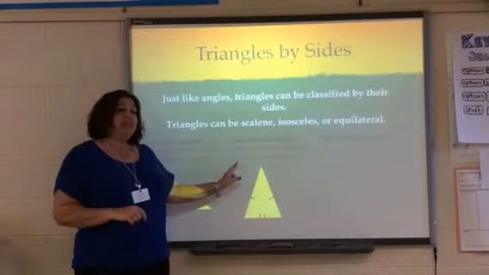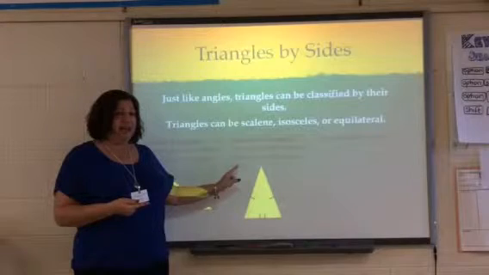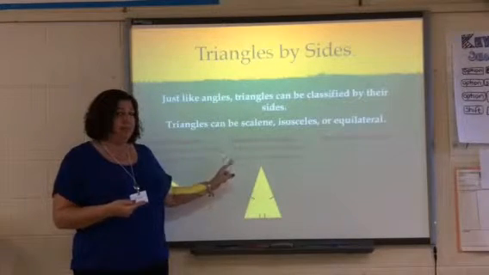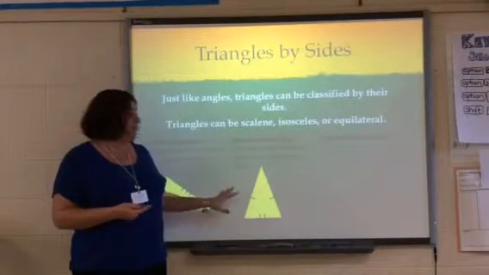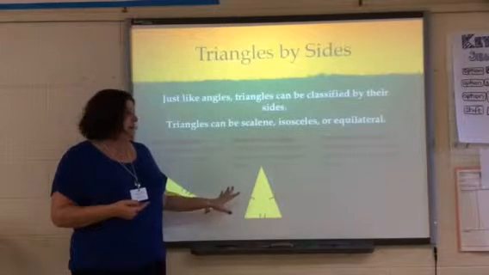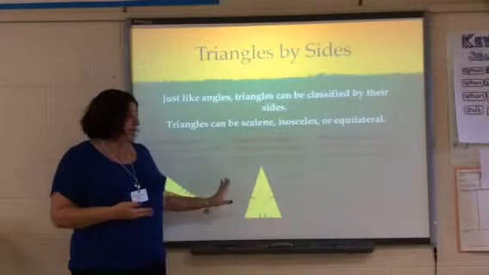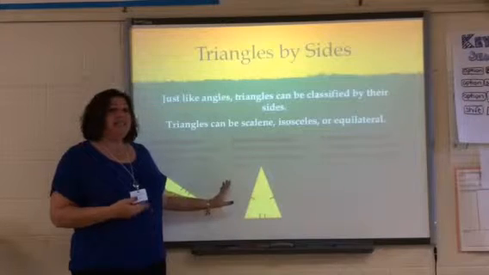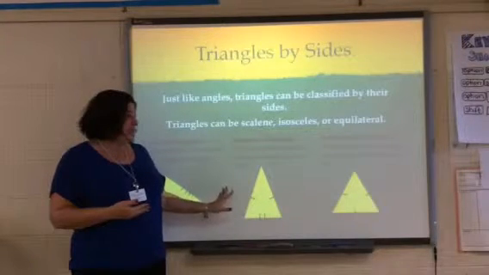When I say at least 2 congruent sides, that should be throwing up a red flag, meaning that maybe a 3rd side could be congruent, which brings up equilateral triangles. It's a triangle that contains exactly 3 congruent sides.